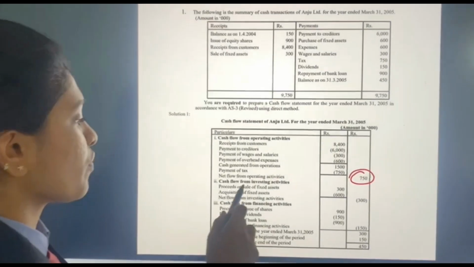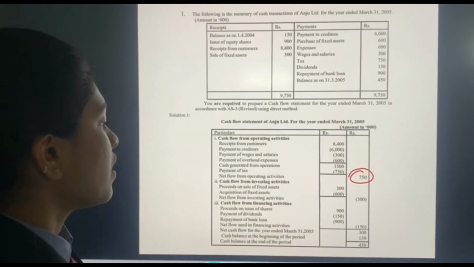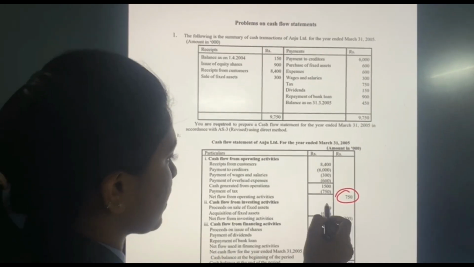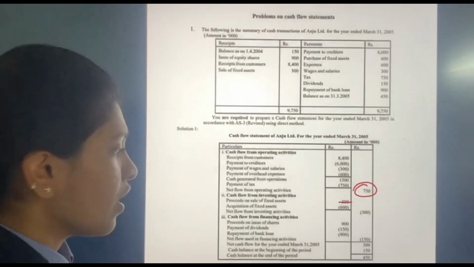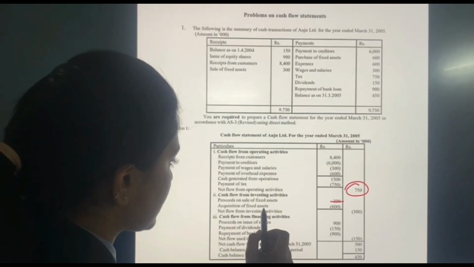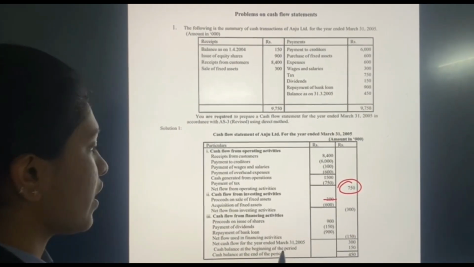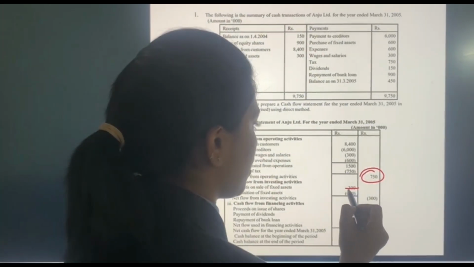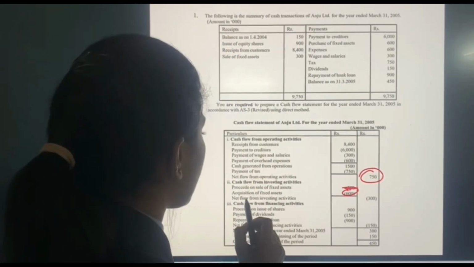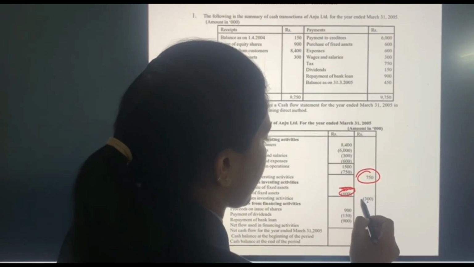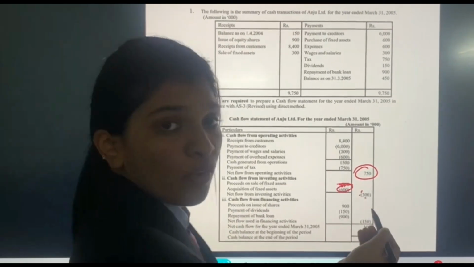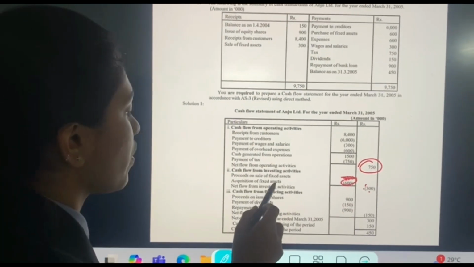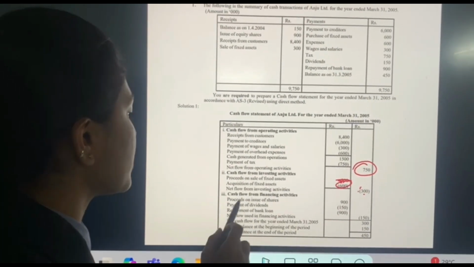Next one is cash flow from investing activities. Proceeds on sales of fixed assets is 300. It is an inflow. And the next one is acquisition of fixed assets. It is an outflow. We are paying for the fixed asset, so it is a negative figure. So the net flow from investing activity is 300. It is an outflow, a negative figure. Okay. And the next one is cash flow from financing activity. Proceeds on issue of shares.